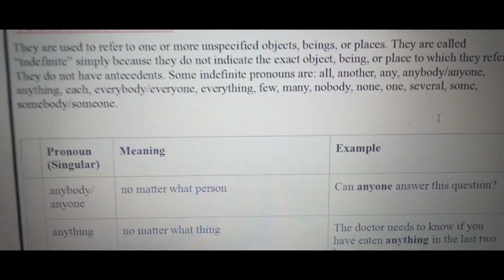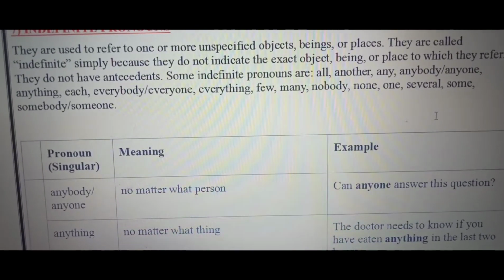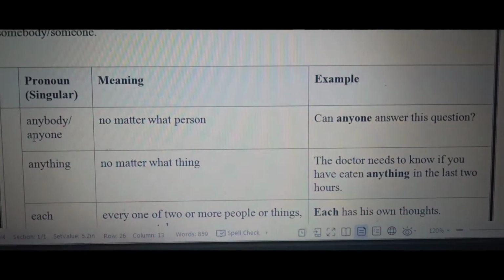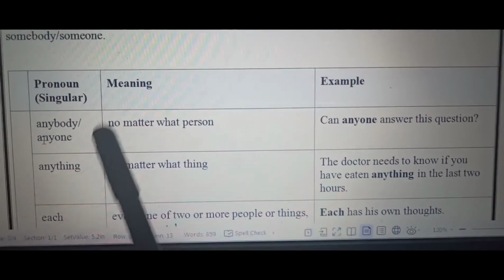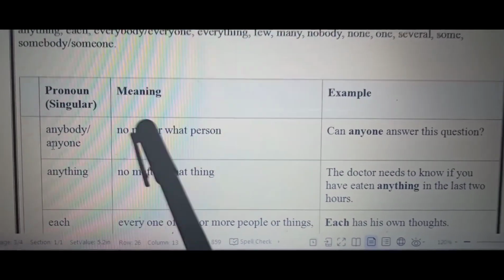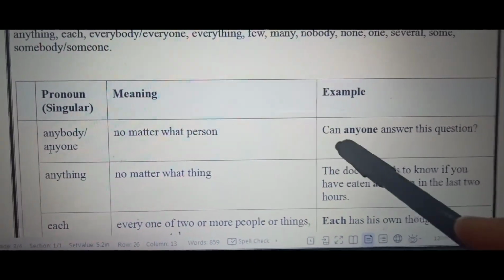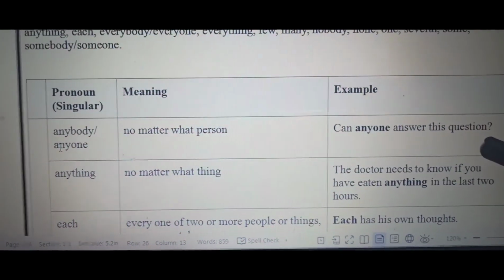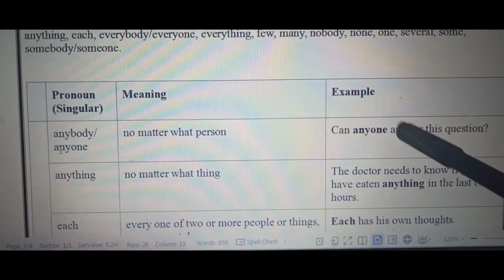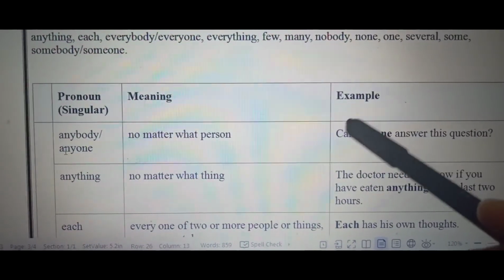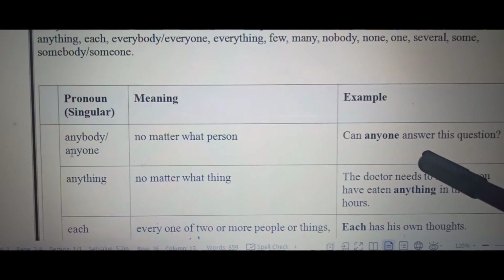So now let's make it more clear by having a look at the examples. Here the first example is for the indefinite pronoun anybody or anyone. It means no matter what person. We don't know about whom we are talking, right? Can anyone answer this question? So now we are asking whether anyone can answer this question, but we are not sure. The person is not specified, right? So that's why it is an indefinite pronoun.